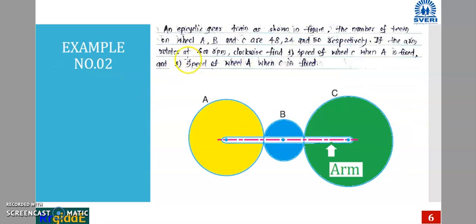Then example number 2, an epicyclic gear train as shown in the figure. The number of teeth on wheel A, B and C are 48, 24, 50 respectively. If the arm rotates at 400 rpm clockwise, find speed of C when A is fixed and speed of wheel A when C is fixed. So A, B, C, and this one is the arm R.